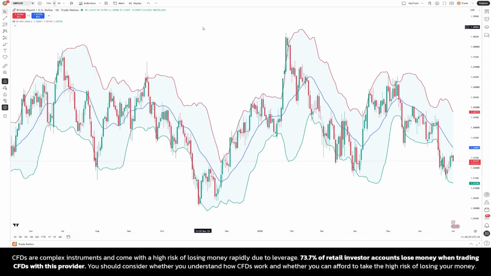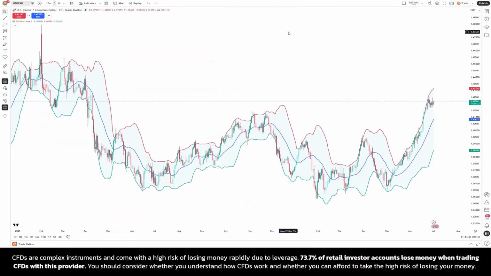The upper and lower bands then add the volatility context. As volatility expands, the bands widen. As volatility contracts, the bands narrow. This is one of the main reasons traders use Bollinger Bands. The indicator does not only show direction, it also shows how stretched or compressed price has become relative to recent behavior.